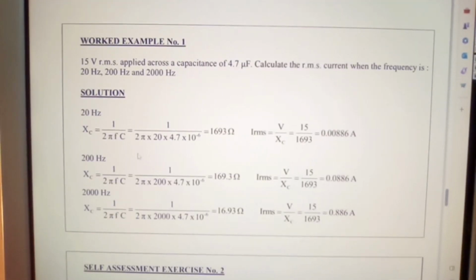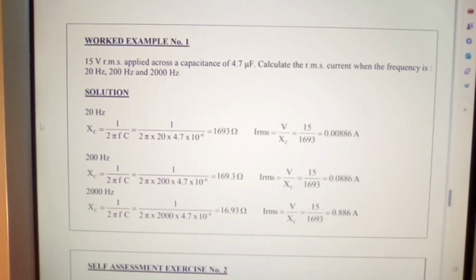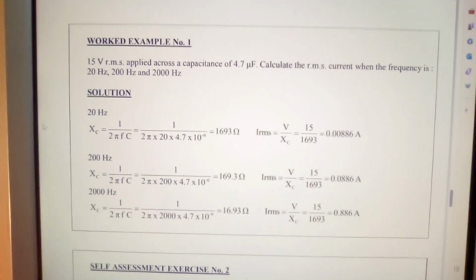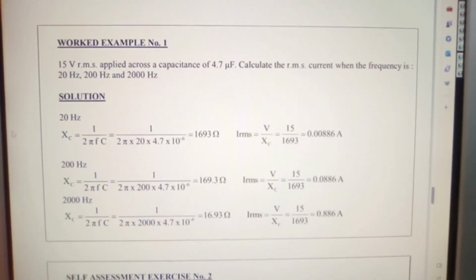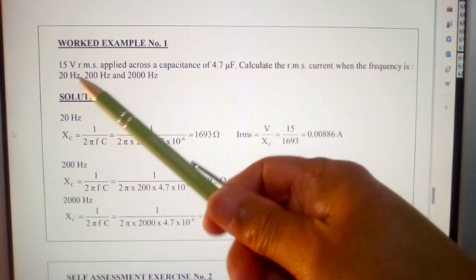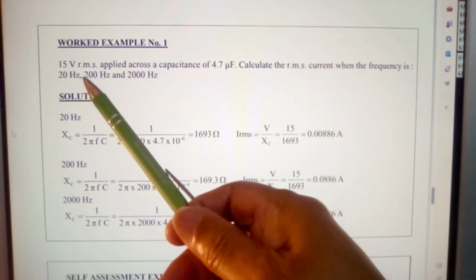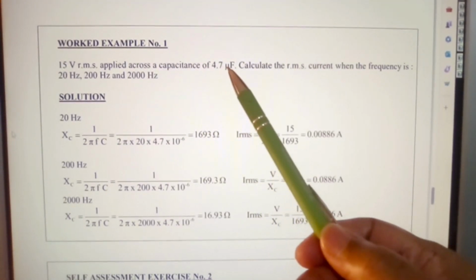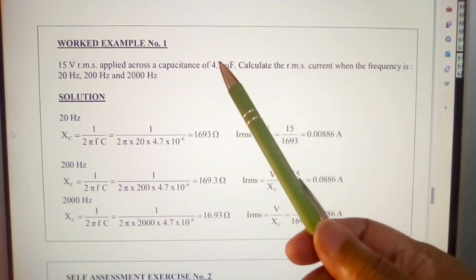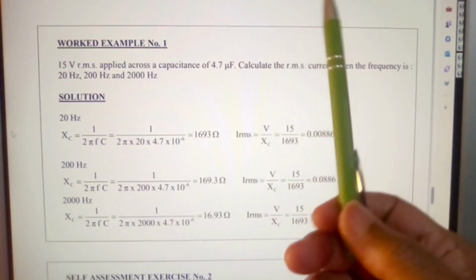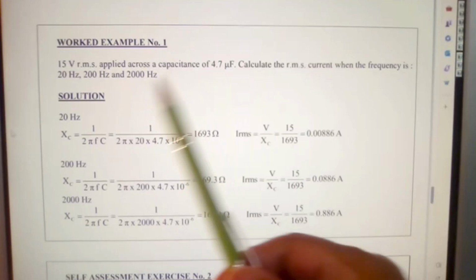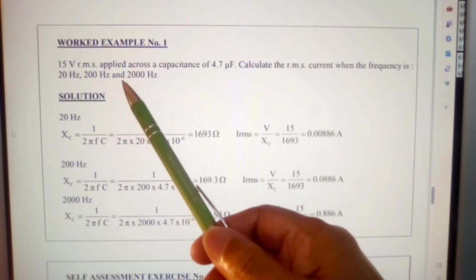Now here we have some work examples. Now please do these work examples. It is detrimental that you understand the concept behind this. Work example number 1. 15 volts RMS applied across a capacitor of 4.7 microfarads. Remember that 4.7 microfarads is 10 to the minus 6. Calculate the RMS current when the frequency is 20 Hz, 200 Hz and 2000 Hz.